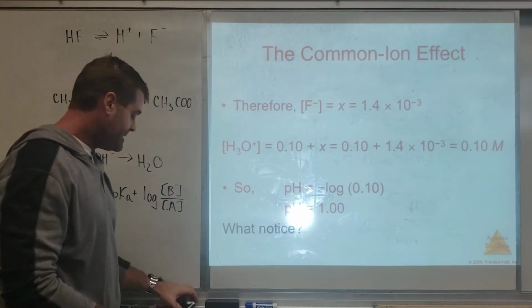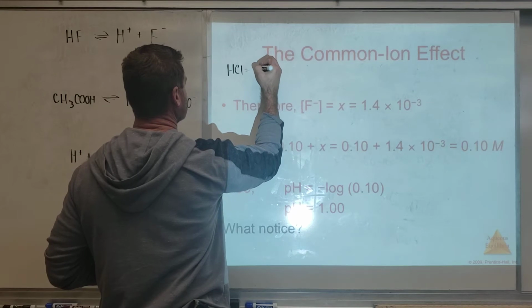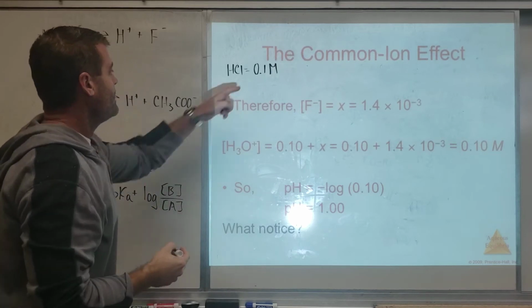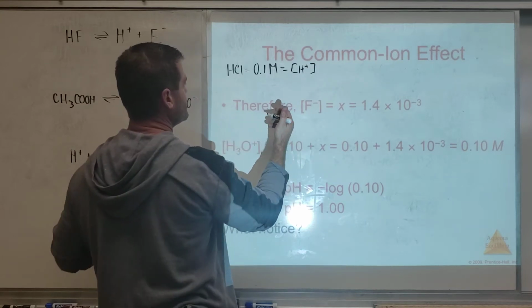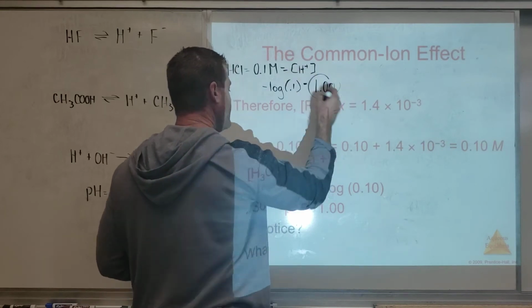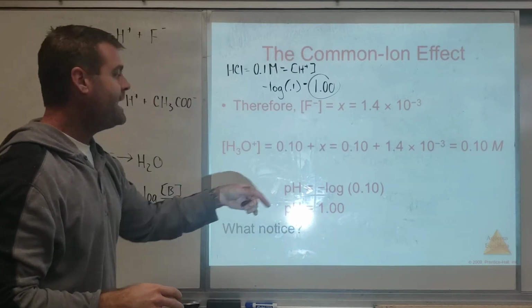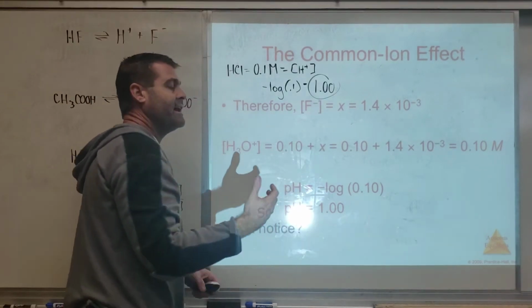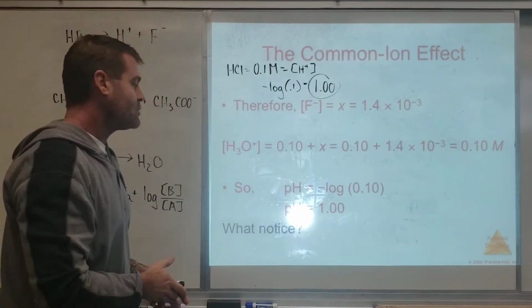And what you'll notice is, remember our hydrochloric acid solution was 0.1 molar. You guys remember it completely dissociates, so that means that's our H plus ion concentration because it completely dissociates. And if I get the negative log of 0.1, what am I going to get? The pH is 1. And so what do we see? The whole pH is dominated by that strong acid. So we end up with a pH of the hydrofluoric acid solution that's simply the same pH that if we just had the hydrochloric acid.